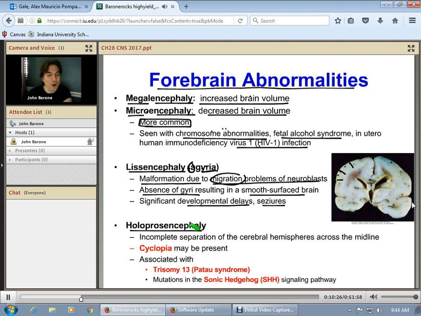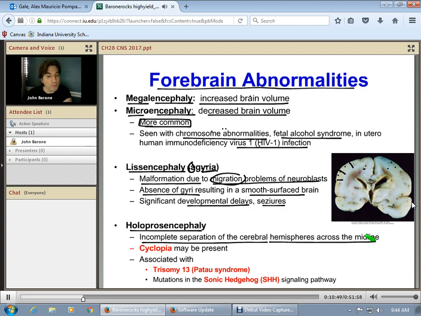Now, what about this? Holoprosencephaly. Holoprosencephaly means one hemisphere. No, you're supposed to have a right brain and a left brain. You're supposed to have two hemispheres. Well, if you only have one, that's a developmental abnormality. You had incomplete separation of the hemispheres across the midline. So they're basically fused into one brain.